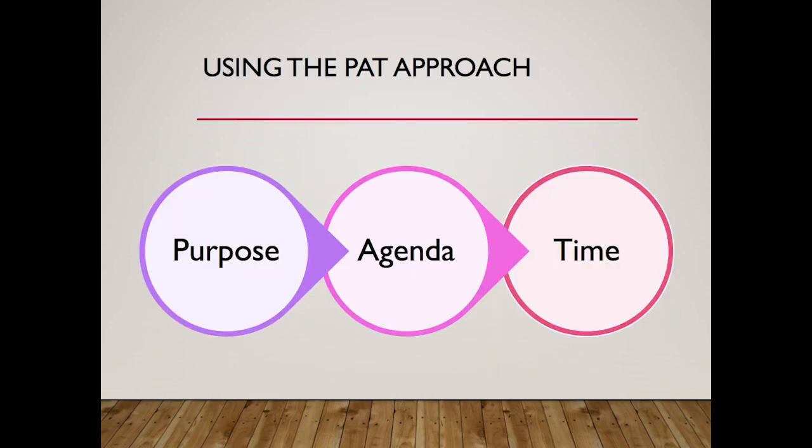Using the PAT approach. We use the PAT approach to prepare for and schedule meetings. Purpose. What is the purpose of the meeting? We usually state this in one short sentence. Example, this meeting is to review the new invoice signing policy. This helps people evaluate if they need to be there. It will also help you build the agenda and determine if the meeting was successful.